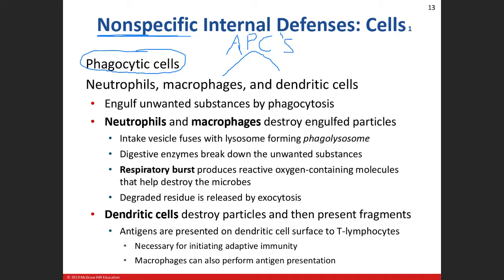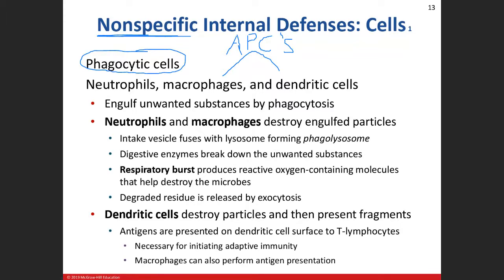Okay, so we're all familiar with phagocytosis, right? A cell eats something up, and then it breaks it down, and then it excretes it, poops it out. Okay, that's what it does. That's what these cells will do.